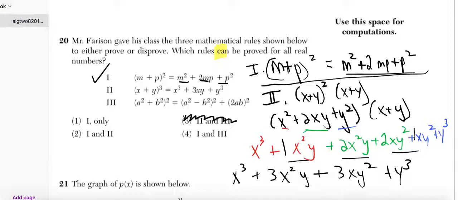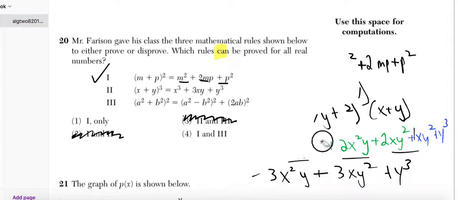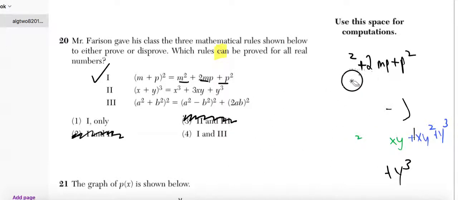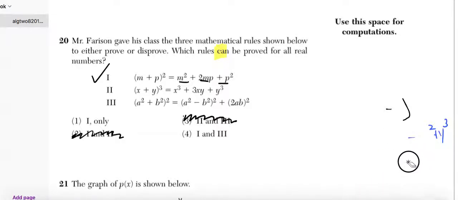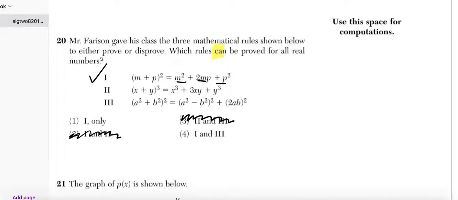But this is clearly not correct. So option 2 is out. So this choice is out. Now all we have to do is see if option 3 works. And I would highly encourage you to look up Pascal's triangle. That'll help you to be able to raise a binomial to any power much more quickly. Not just the third power, but also fourth, fifth, and higher. And it's not that difficult, okay? But let's look at option 3.